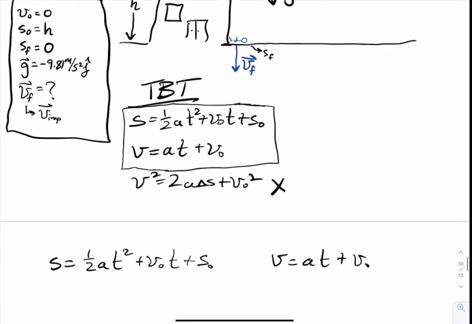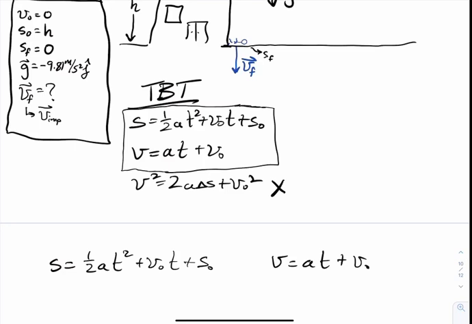And now I'm going to input any zeros from my knowns and unknowns. So here we have V sub O is 0. So wherever there's a V sub O, I'm going to go ahead and say that that's 0. Well, what's 0 times T? That's still 0, so I'm going to cross out this whole term.